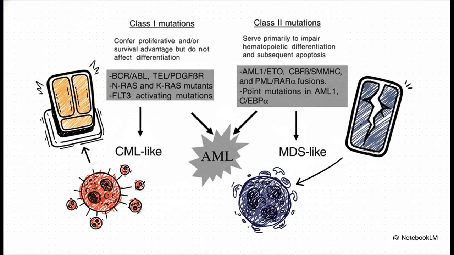This is such a great way to picture what's happening at the molecular level. For acute myeloid leukemia, or AML, we often talk about a two-hit model. So you get a class 1 mutation, and that gives the cell a survival advantage. It's like you're slamming your foot on the gas pedal. Then you get a cooperating class 2 mutation, and that messes up its ability to mature. It's like you've cut the brakes. And what's the result? You get a cell that divides like crazy and can never grow up to do its job.